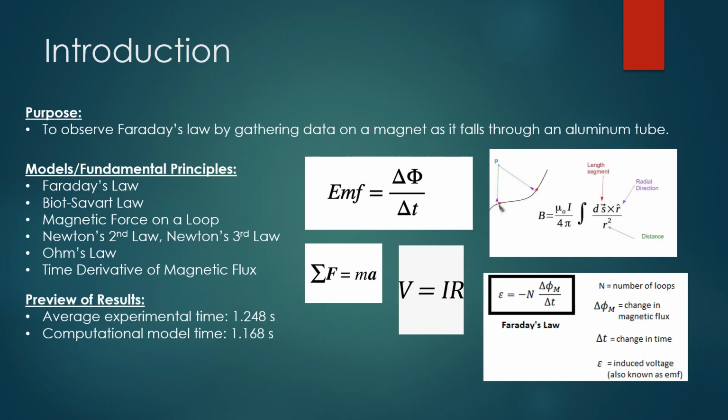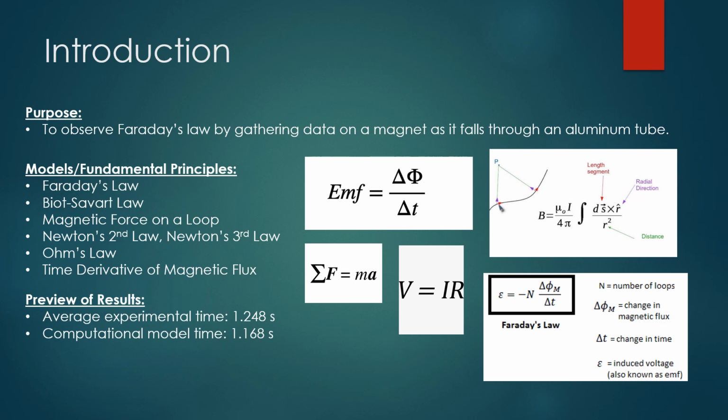To start off, the purpose of the lab was to observe Faraday's law by gathering data on a magnet as it falls through an aluminum tube. The models and fundamental principles of the lab were Faraday's law, the Biot-Savart law, magnetic force on a loop, Newton's second and third law, Ohm's law, and the time derivative of magnetic flux. Some of these models and fundamental principles are shown to the right with these equations given.